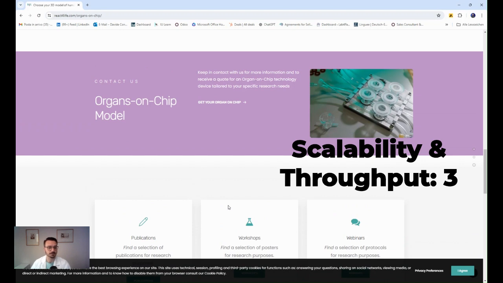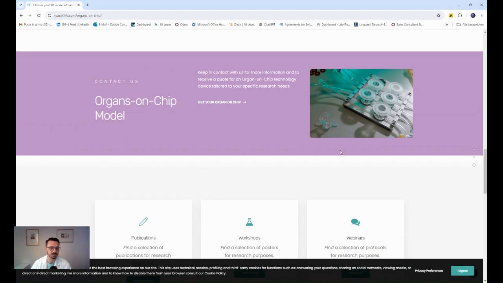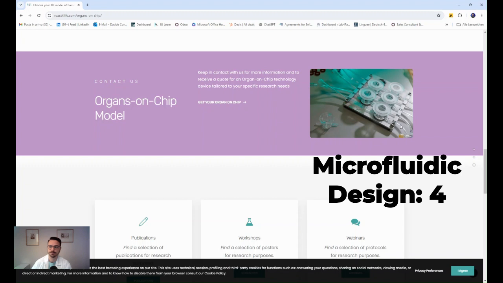In terms of the microfluidic design, this is also a particularity of this model. As you can see, the tubing is really customizable. So this means that it's possible to connect different wells, different models in the way that we want. And so this allows also to have a much more customizable setup, and set up our system basically the way we want. So for this, it's also a good 4.